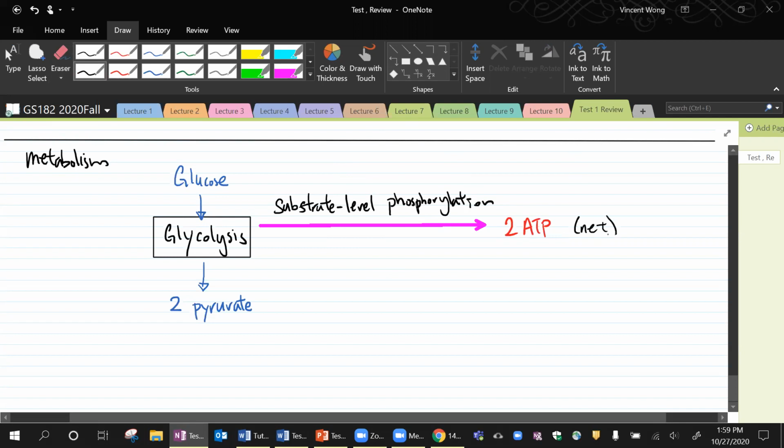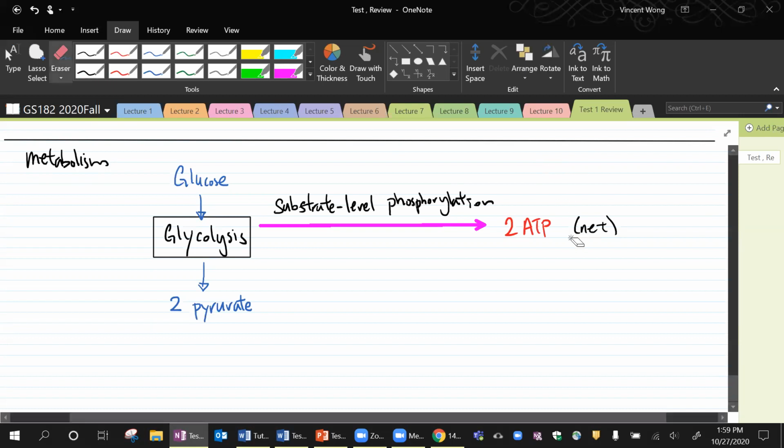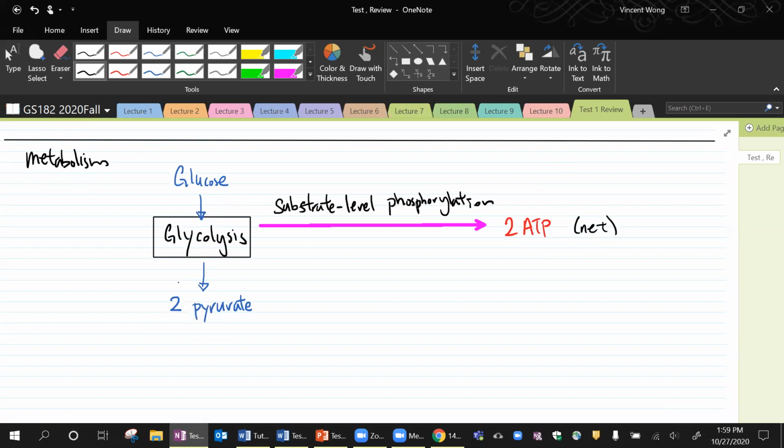Okay, and these are net ATP, right? Because you have to invest 2 ATP first in glycolysis, afterwards, you're going to be creating 4 ATPs. So 4 minus 2 gives you 2 net ATP. Okay. So as glucose is being broken down into pyruvate, you are basically ripping electrons away from glucose. Okay. So when you take electrons away from a molecule, it is said to be oxidized.